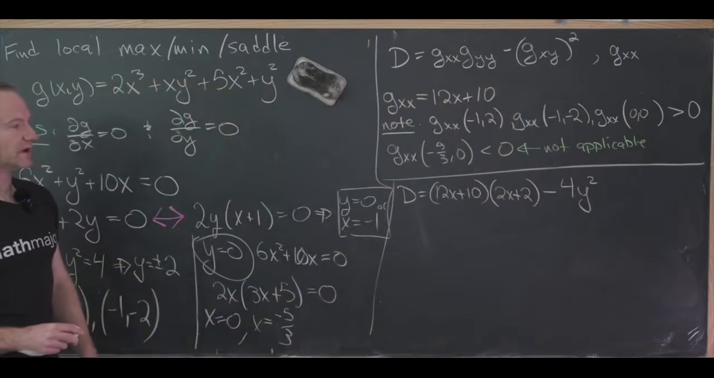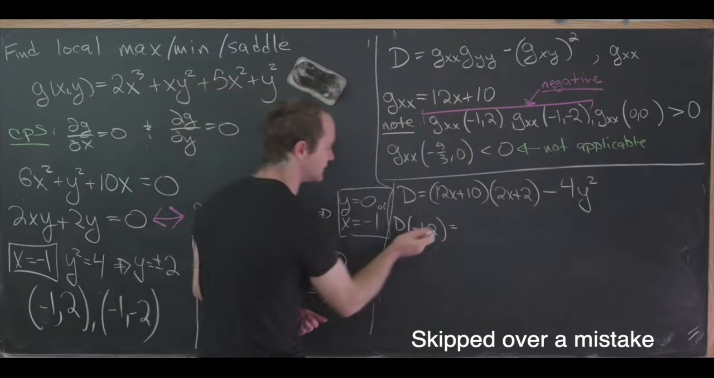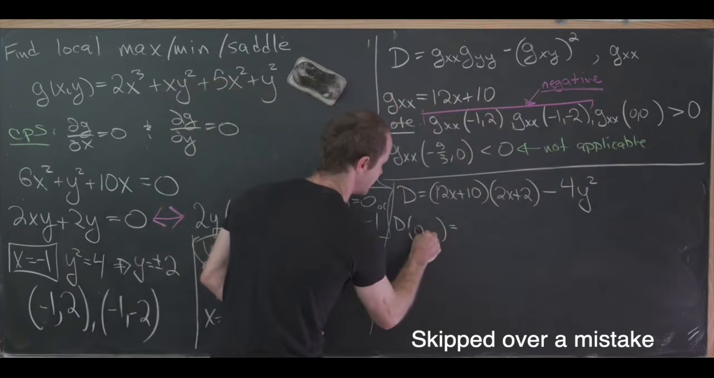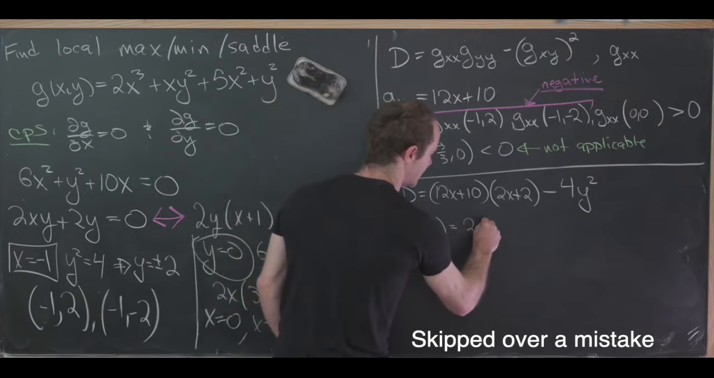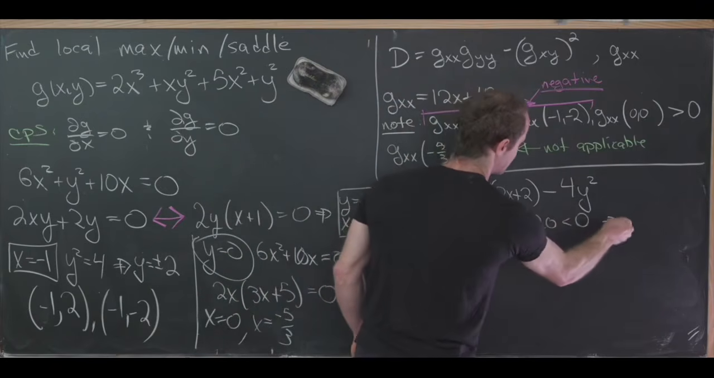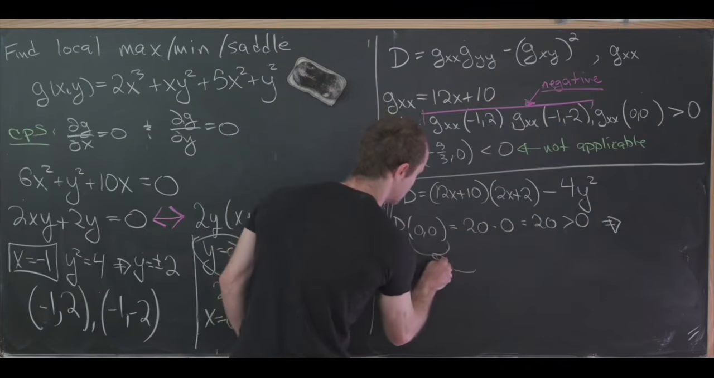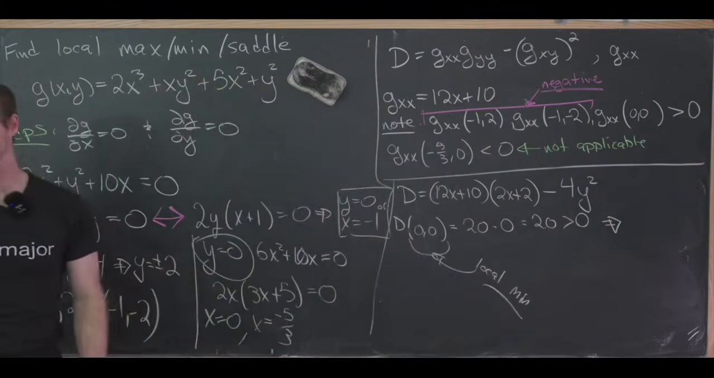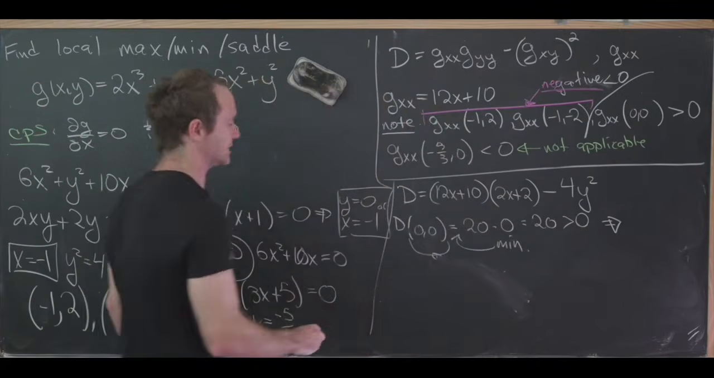And now we will evaluate this at all of these different places. And so 0, 0 we'll check. If we plug in 0, 0, we'll get 20 minus 0, which is 20, which is bigger than 0. That means 0, 0 is a local minimum, right? Because the second derivative test gives you something that's positive, because both are positive.